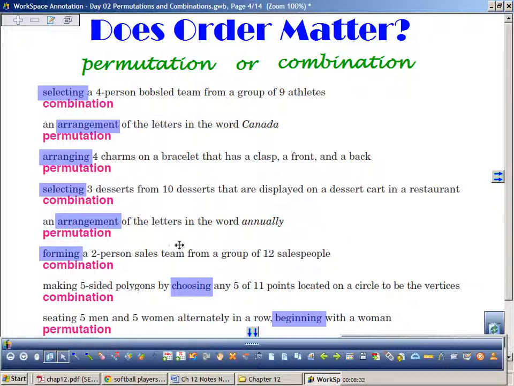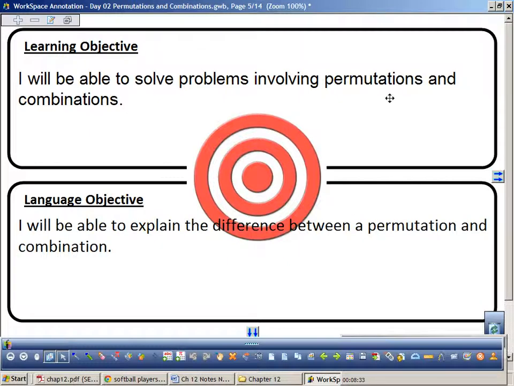Okay, so let's use this to go through our lesson. I'll be able to solve problems involving permutations and combinations. I'll be able to explain the difference between a permutation and a combination.